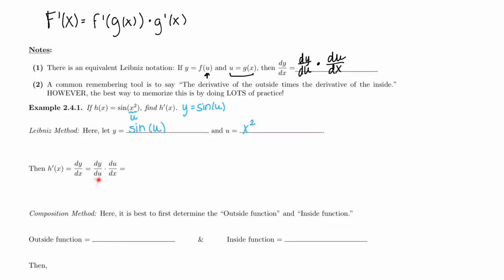The first part here: dy dx is equal to dy du. So take the derivative of y with respect to u. Maybe I'll make these different colors, maybe that'll help a little bit. So the derivative of y with respect to u. Okay, and WRT means with respect to. Basically saying that's what the variable is. So with respect to u. Taking this derivative, well, derivative of sine is cosine, so this would be cosine u. Then taking the derivative of u with respect to x.